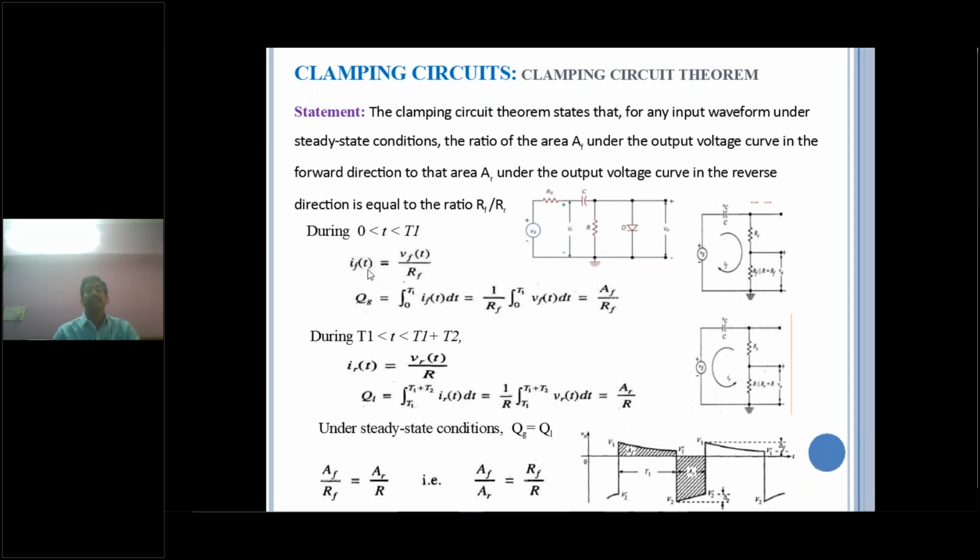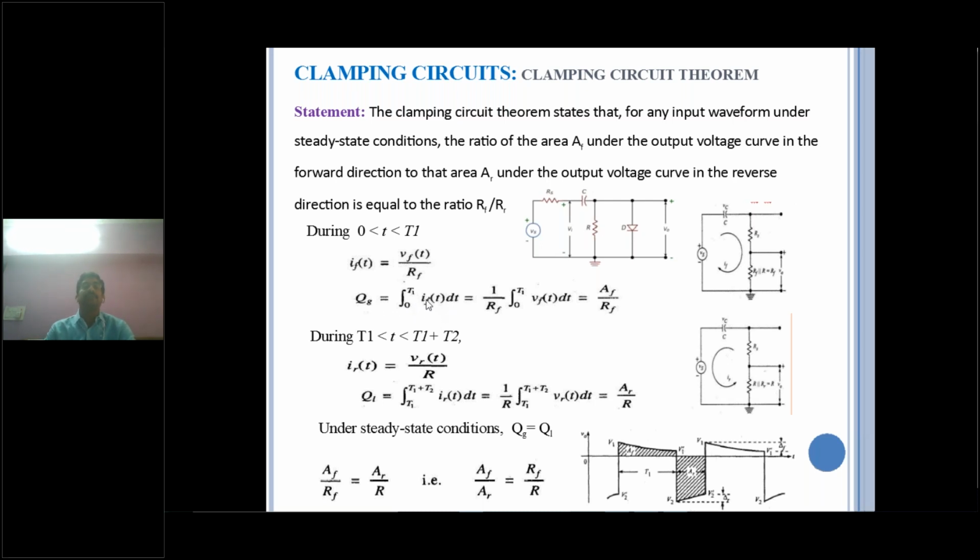Now for this, in the forward bias condition, in the 0 to T1 interval, the positive peak you are applying, the diode is forward biased. This is the equivalent circuit diagram. From this equivalent circuit, IF equals the input voltage VF divided by RF. This is the output voltage being calculated: IF equals VF of t, that means the diode forward voltage, divided by RF. So now the capacitor gains charge. The charge gain formula is Q equals the integral of i of t dt.